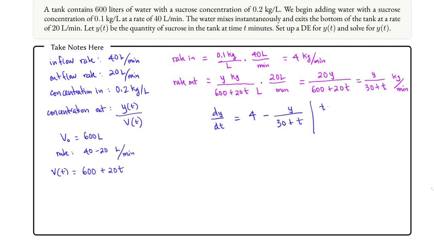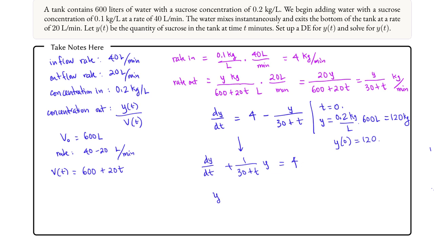Also, when time is 0, initially, the concentration of sucrose is 0.2 kg per liter, but initially there are 600 liters of water. So initially, there are 120 kilograms of sucrose. But this equation is a first order linear differential equation along with the initial condition. We should be able to solve it. This is of the form y prime plus p of t times y equals q of t, where p of t is 1 over 30 plus t. And so we're going to find the integrating factor.